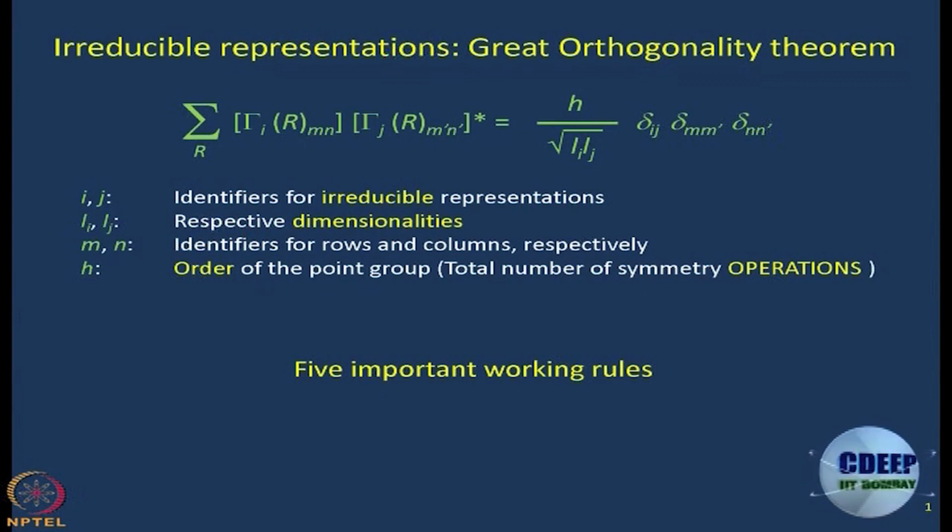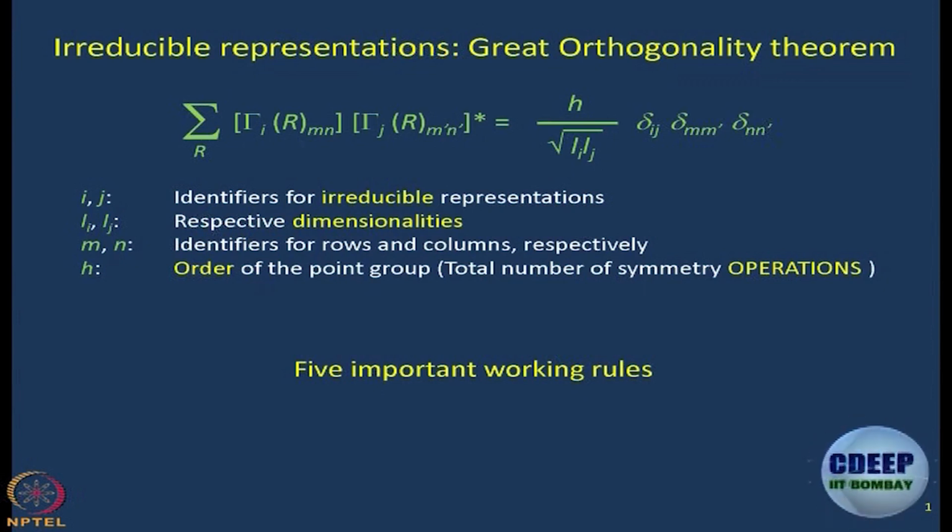Okay. So, we are trying to understand the right hand side. I should change the title of this module. It is group theory, great orthogonality theorem, GOT. It is not a goat, it is got. A is not there, great orthogonality theorem. Alright. Now, left hand side we have understood, right hand side we have H divided by square root of Li Lj. Li Lj are the dimensionalities of ith and jth irreducible representations respectively.